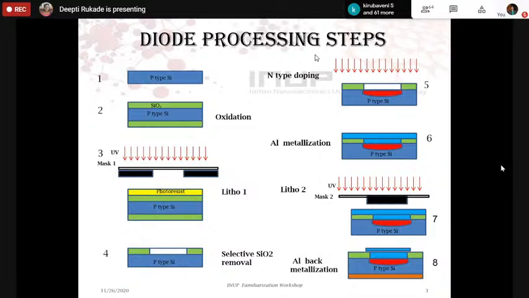Followed by oxidation, we need to go for lithography. Lithography means we spin a photoresist onto the substrate. We expose it to a specific UV light, due to which the resist either hardens or softens. Depending on what structure we need, we do the development. After that, we need metallization. I'll also be discussing a few metallization tools, followed by, again, lithography tools or maybe some implantation tools.